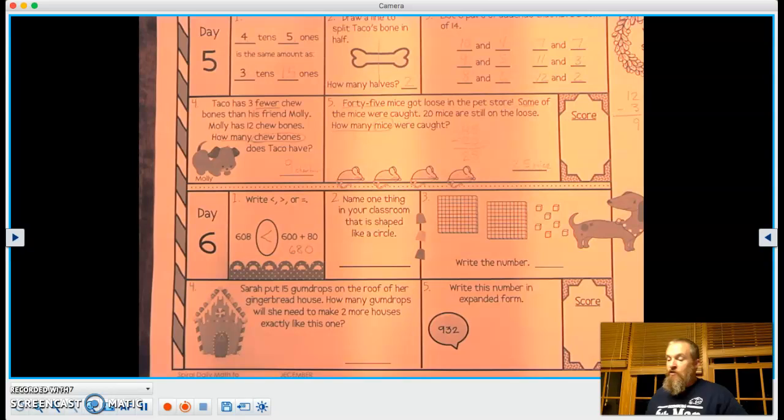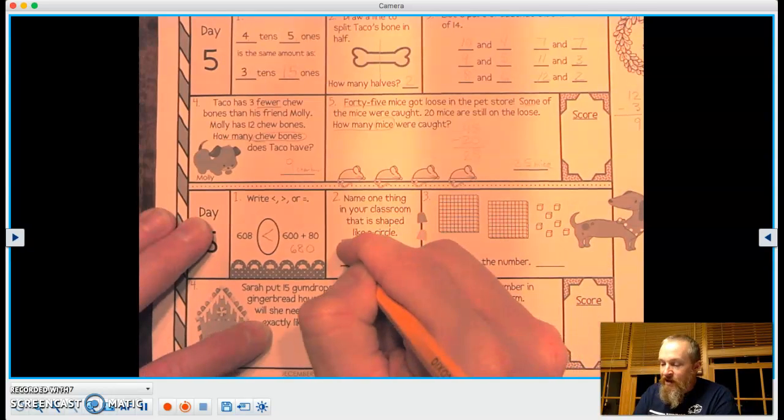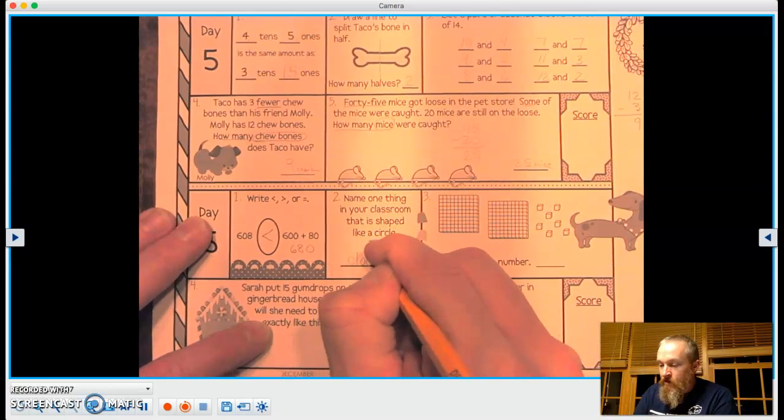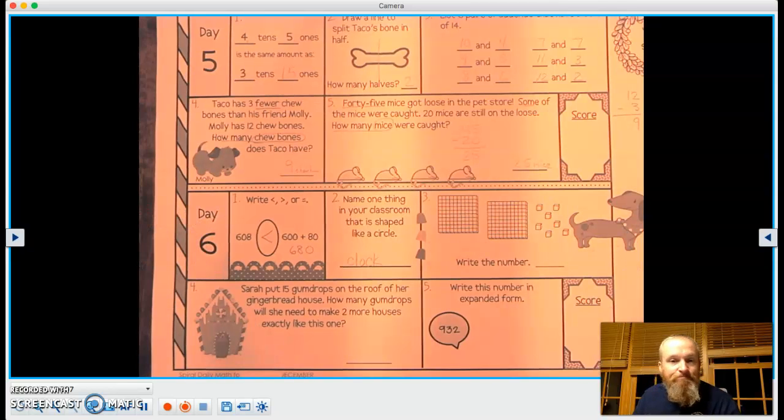Name one thing in your classroom that is shaped like a circle. I'm wondering if you could see those round chairs. That's like a circle, right? Or the clock. So let's just put clock, because I know we have one of those in our classrooms. Clock. Okay? Good job.